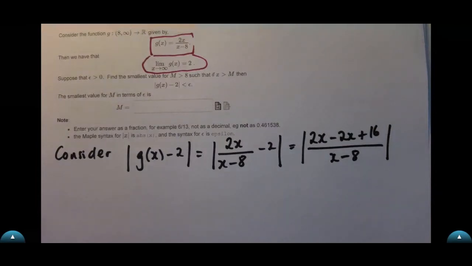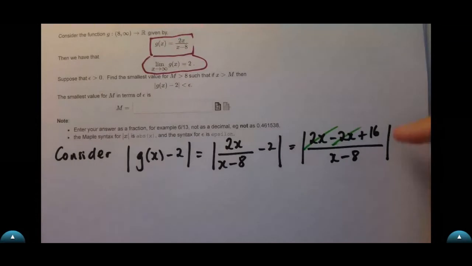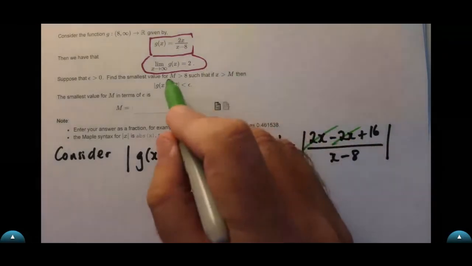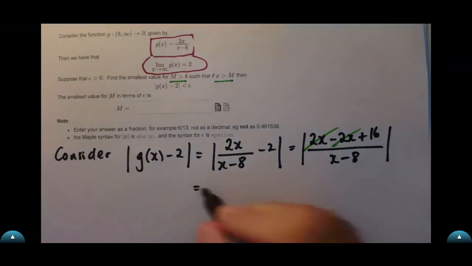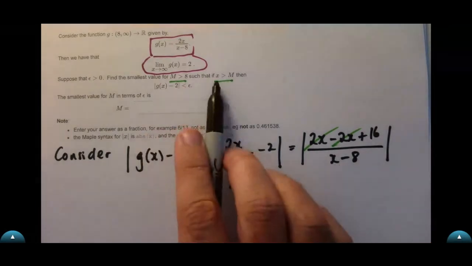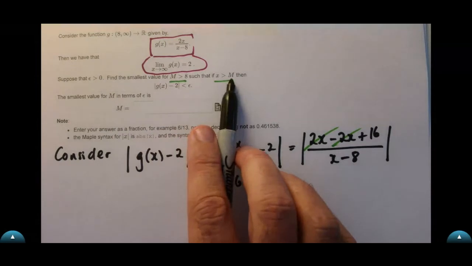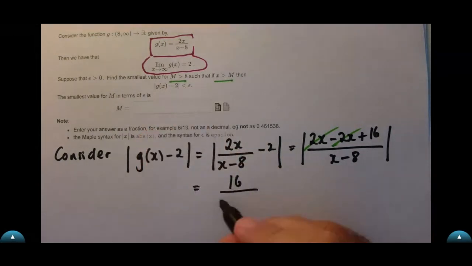Okay, and you can see that the algebra is going to be pretty nice. That disappears, and you've got 16 on the top and x minus 8 on the bottom. So what we're going to do to get rid of the absolute value signs, that's our next step. 16 is positive, and x minus 8 will be positive because x is bigger than whatever m we're going to come up with, and m is going to be bigger than 8.